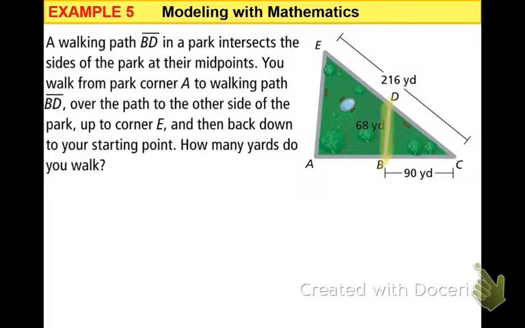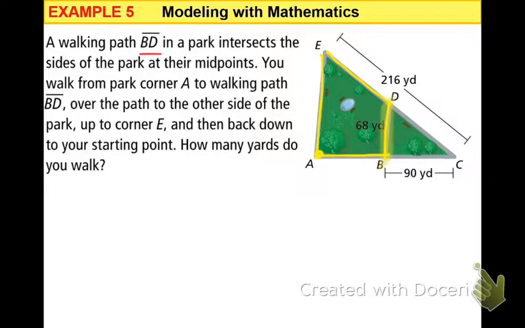So let's just kind of map where we're going. So from A, that's our starting point, to BD, over the path to the other side of the park, so we go through the path, and then up to corner E, and then back down to your starting point. How many yards do you walk? So let's break this down.